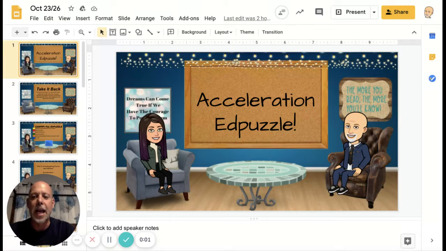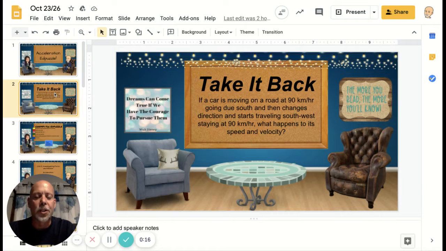Anna, and today we are going to continue in Unit 3, and we're going to be talking about acceleration. All right, so acceleration, we've already talked about velocity, and we've talked about speed. Today we're going to be talking about acceleration. So, first little question, take it back.